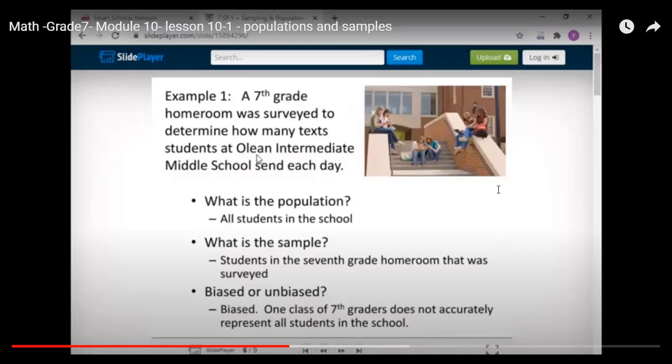Maybe in 7th grade we have excellent students and they send many texts and like to write texts, but the other classes don't like to. So this one will not be accurate to represent the whole school. Okay? Any question? Do you understand now the difference between population, sample, biased or unbiased? Let's take another example.